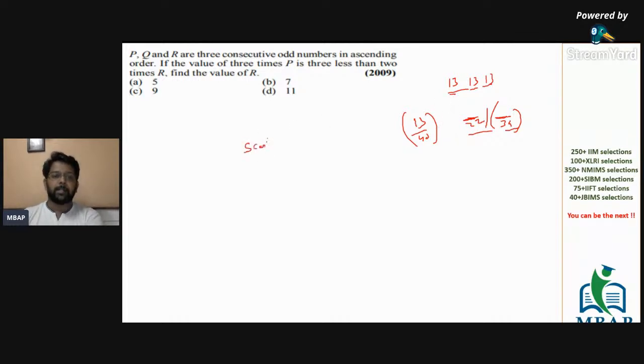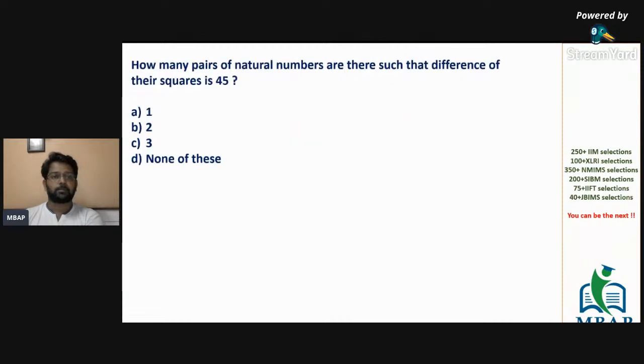So your scanning ability, the ability to judge how much time a question is going to take and what level of accuracy you will be able to achieve, is of the utmost importance when you see a question. So this is definitely a round one question that you will never leave. It's a very easy question that you have solved. Clear?